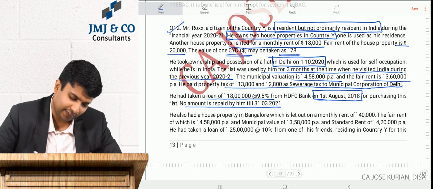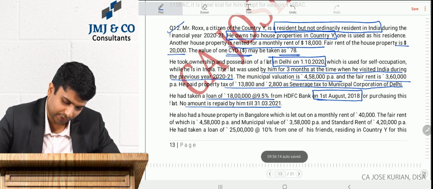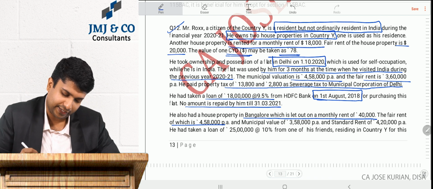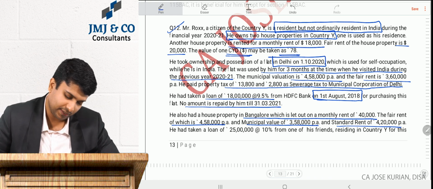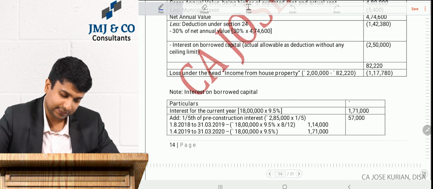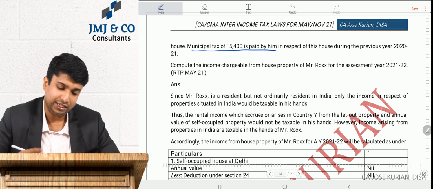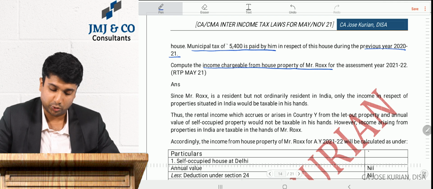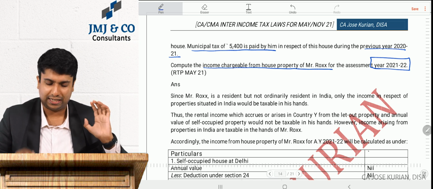Anyways, he also had a house property in Bangalore which is let out on a monthly rent of 40,000. The fair rent of which is 4,58,000 and the municipal value is 3,58,000 per annum, and the standard rent is also given, 4,20,000 per annum. He had taken a loan of 25 lakhs at 10% from one of his friends residing in country Y for this house, and municipal tax of 5,400 is paid by him in respect of his house during the previous year 2021. Compute the income chargeable from house property of Mr. Rokes for assessment year 21-22. So you need to compute the income taxable under the head house property. That's what the agenda is.